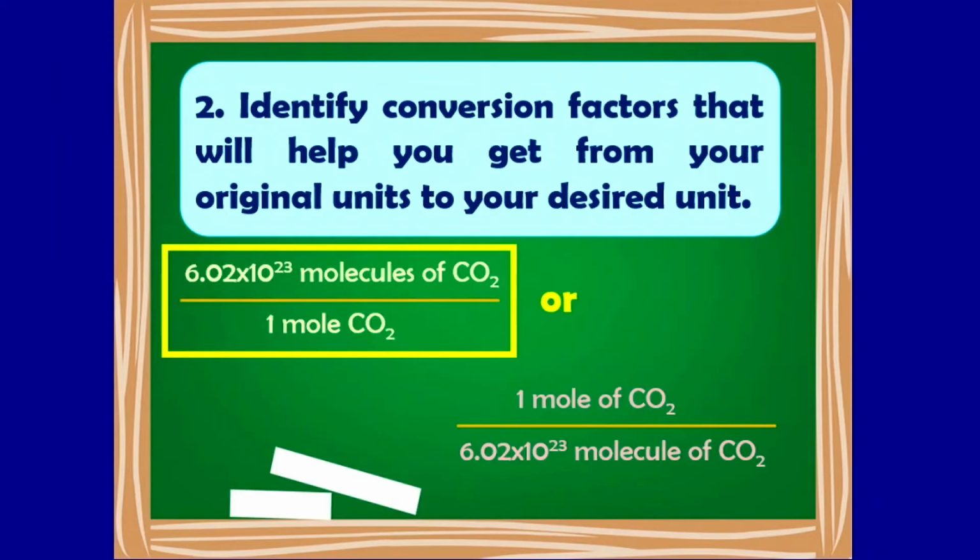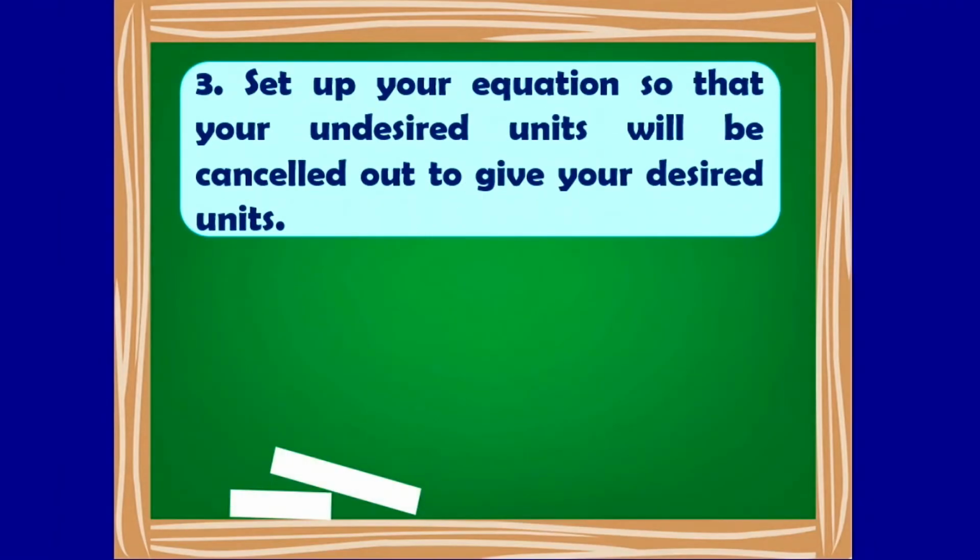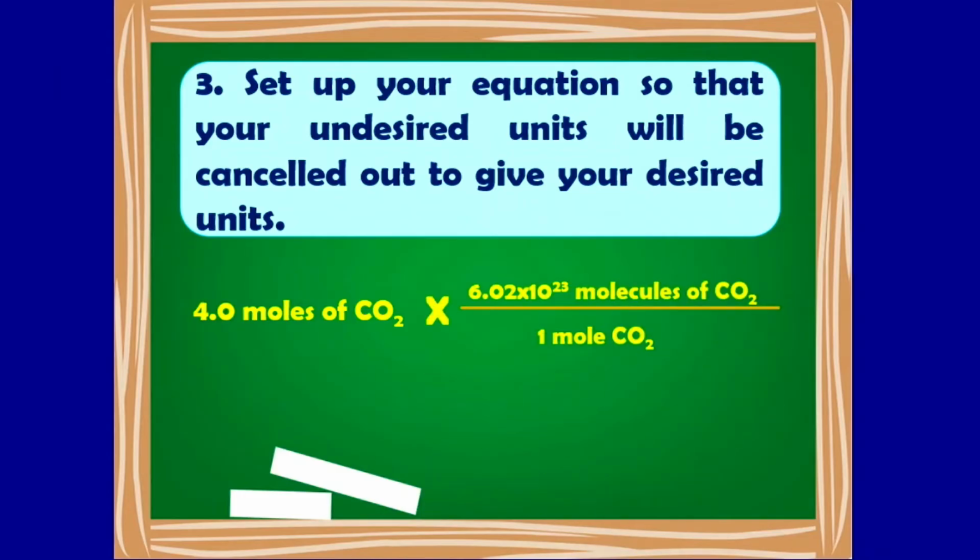Remember that in choosing the conversion factor to be used, you need to consider the desired units. It should be placed as numerator. Next, we have to set up your equation so that your undesired units will be cancelled out to give your desired units. So we have 4.0 moles of carbon dioxide, which is the given, times the conversion factor 6.02 times 10 raised to 23 molecules of carbon dioxide over 1 mole of carbon dioxide.